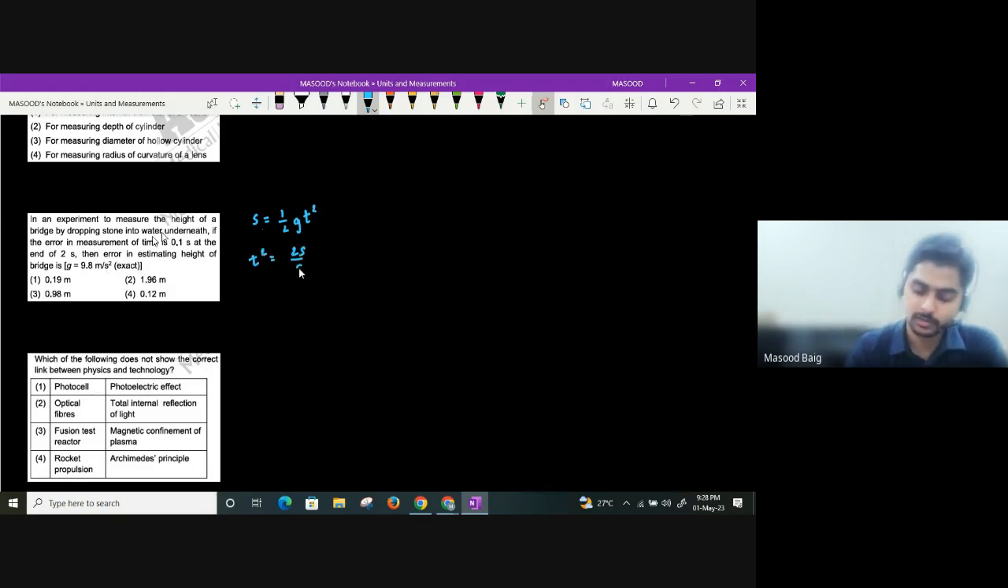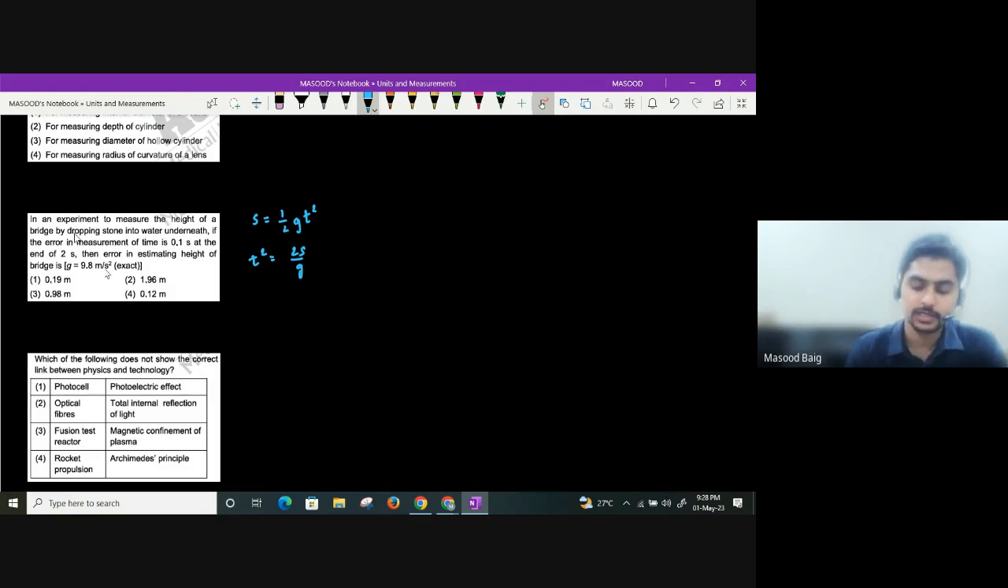Then this question you see. In an experiment to measure height of a bridge by dropping a stone into water underneath, if the error in measurement of time is 0.1 second at the end of 2 seconds, then the error in estimating height of the bridge is how much, they are saying. So what is the situation, guys? It is motion under gravity. As I said, what is distance traveled in t seconds under gravity? It is half g t square. So what will I get t square value as, beta? I'll get it as 2s divided by g.